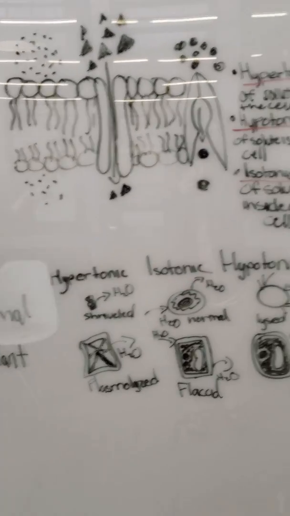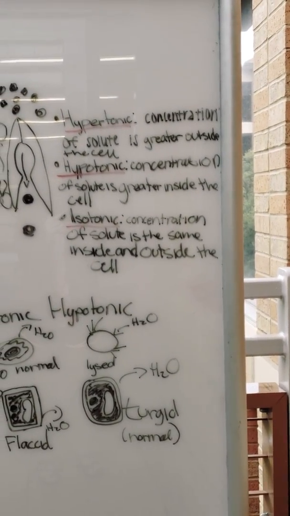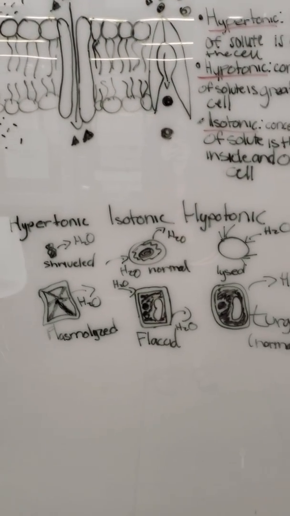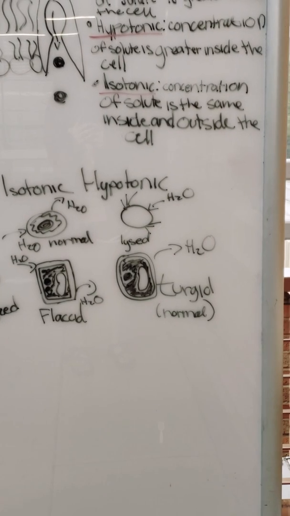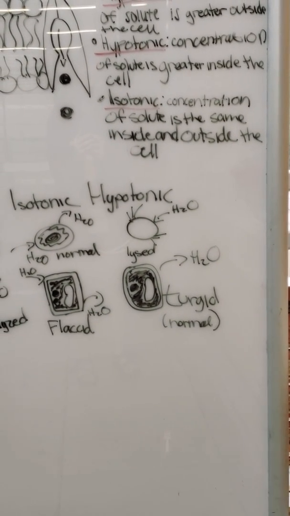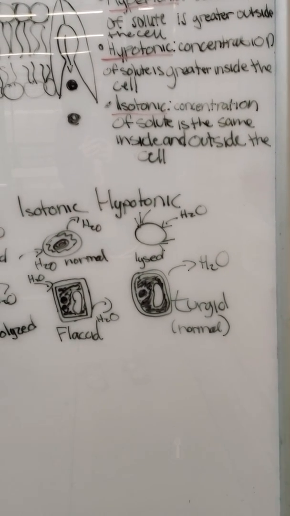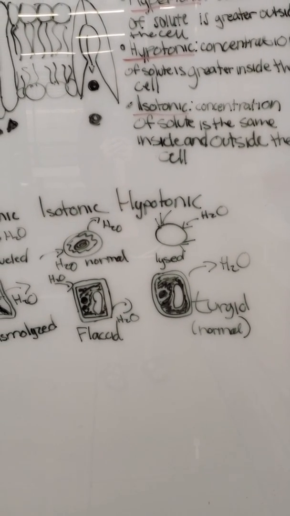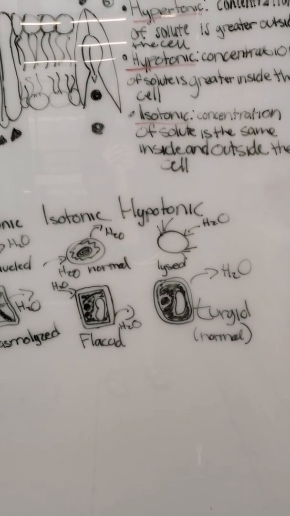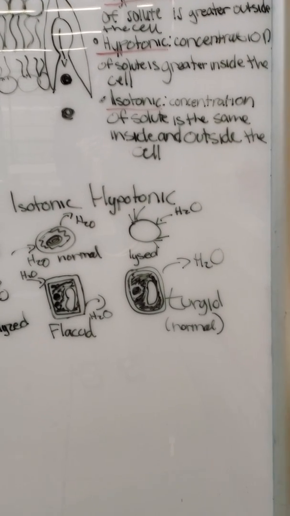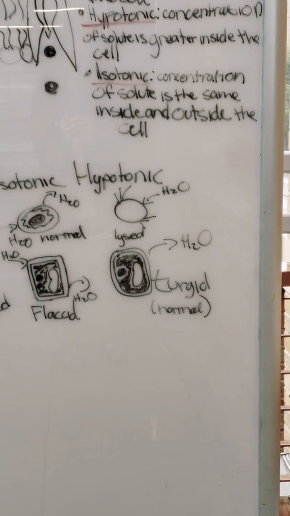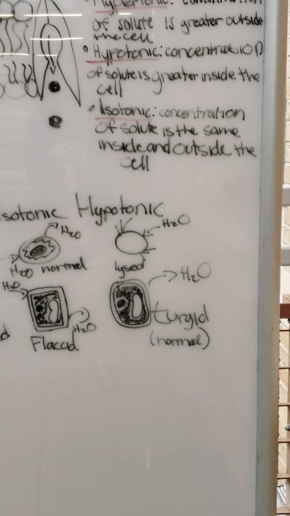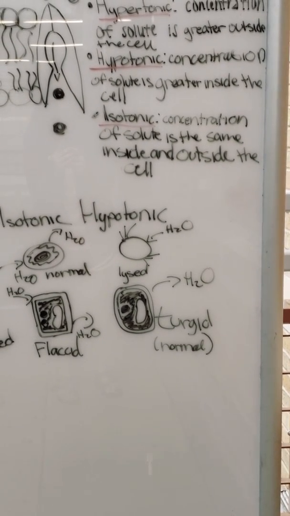And then a hypotonic solution is when the concentration of the solute is greater inside the cell than it is outside the cell. An example of this is when an animal cell without a cell wall is placed into a hypotonic solution. The water will want to go in. It's going to burst and explode. This is called lysis. But if a plant cell is placed into a hypotonic solution, since it does have a cell wall, it's going to be turgid. It's going to be healthy. It's a good thing for a plant cell to be in.